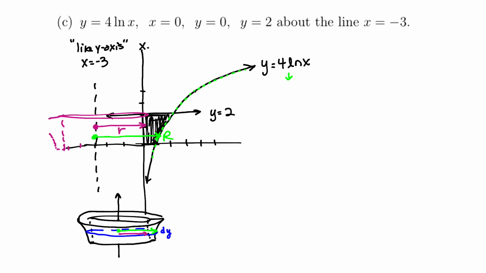This guy's x equals 0. This guy is going to be y over 4 equals natural log of x, or e to the y over 4 equals x, right? Because you take and raise both sides to e, and that cancels with the natural log.